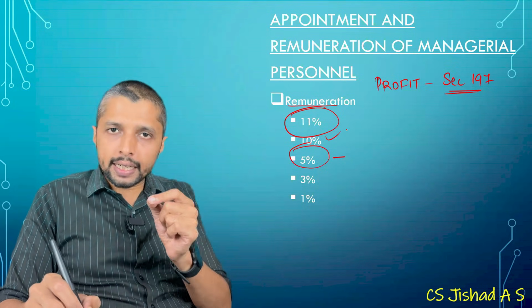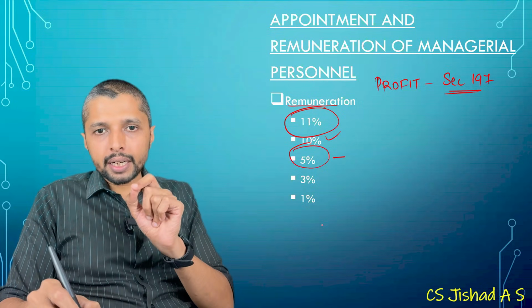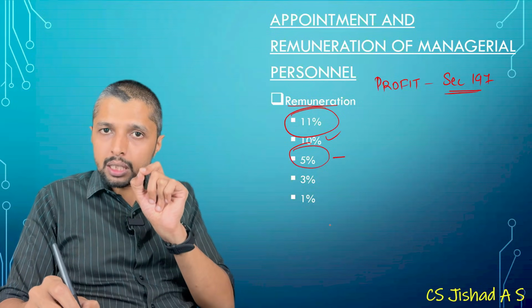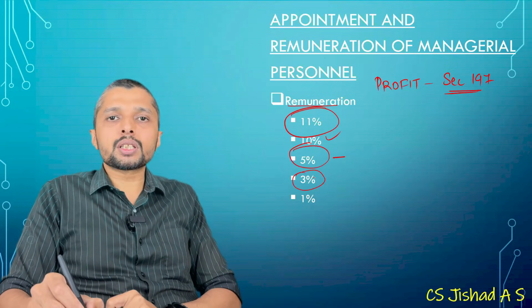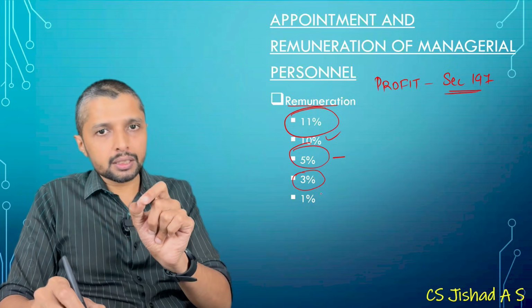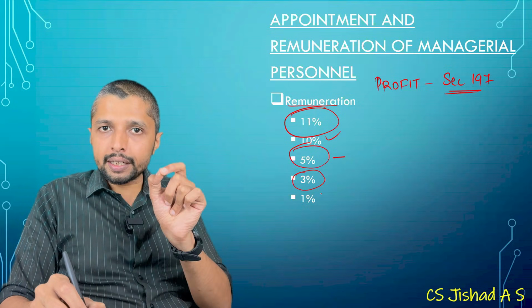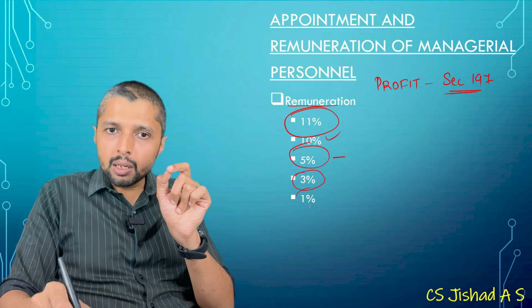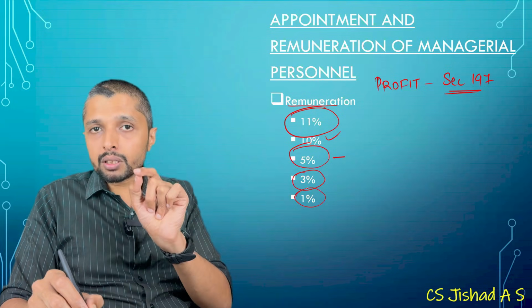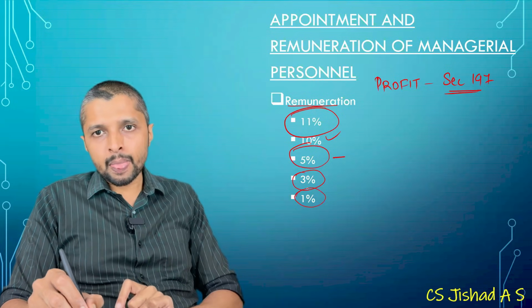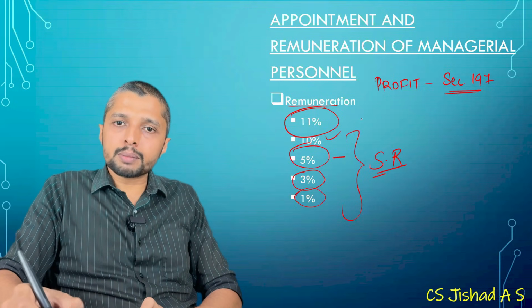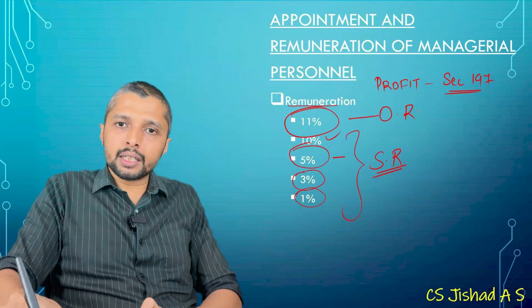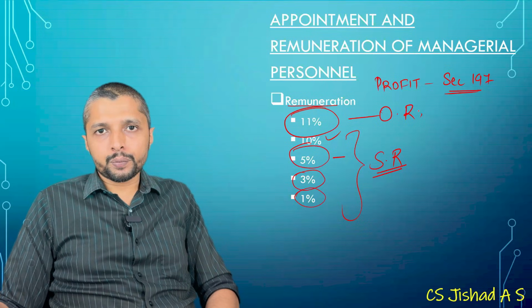To other directors who are not MD or whole-time director: if there is no MD or whole-time director in your company, you can give 3% to each of your directors. If there is an MD or whole-time director in your company, you can pay only 1% to each of your directors. But if you want to increase these limits, you can pass a special resolution and increase that limit.